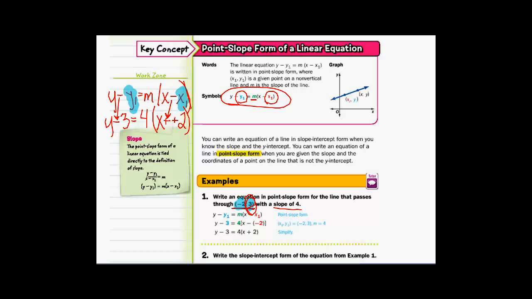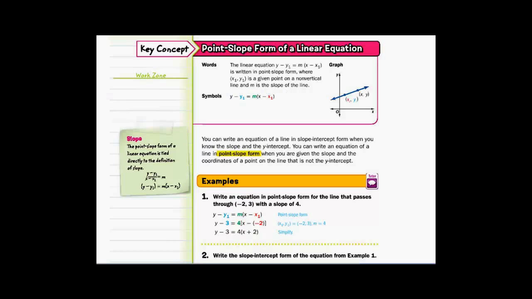y minus 3 equals 4, parentheses, x plus 2. That's it. You are filling in the blanks. All right, let's move on to the second part of this one.